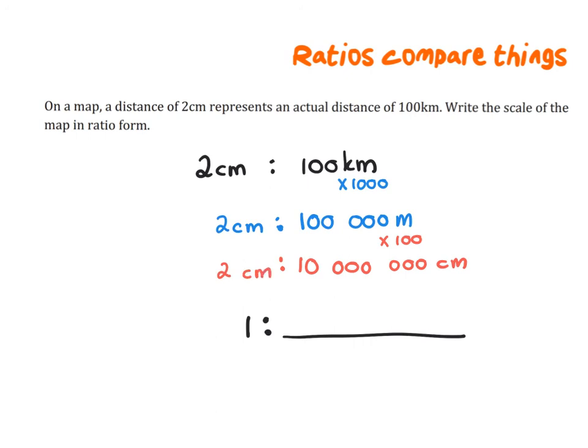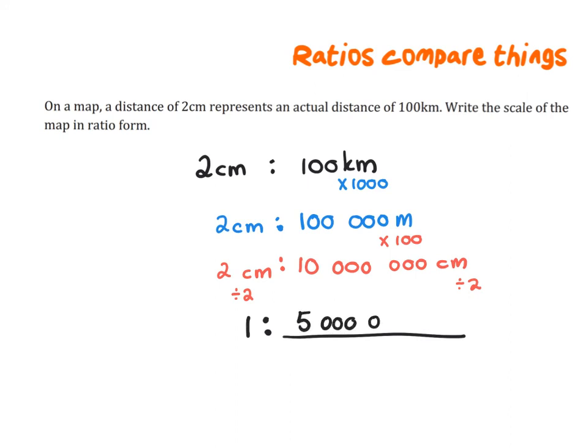So now in our final step, we get to the point where we need to simplify. And you will see that if I need to go from 2 to 1, I need to divide by 2 on the left-hand side, which means I also need to divide by 2 on the right-hand side. So 10 million divided by 2 will give me a final answer of 5 million.